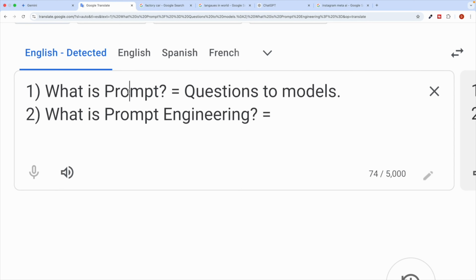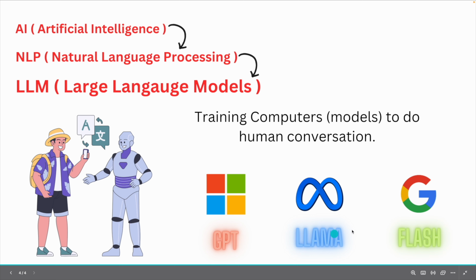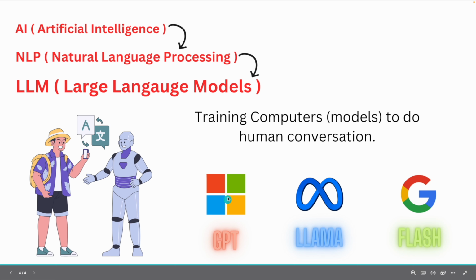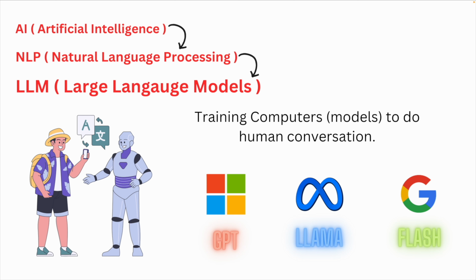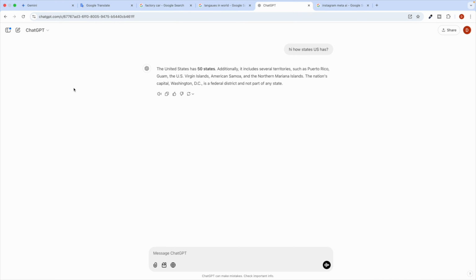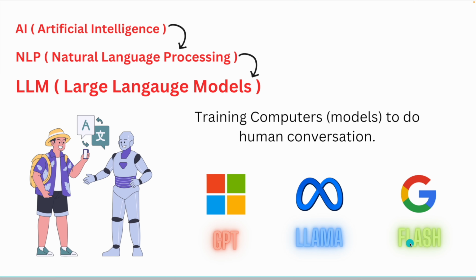Okay, now guys, let's talk about prompt in more detail. When we ask questions to models, you all know that there are different models: GPT model, Llama model, Flash model, and plenty of other models. And in future, maybe Microsoft can bring a new model that is more advanced. But currently, as I'm recording this, ChatGPT is using the GPT model, and Gemini, which we will focus on right now, is using the Flash model.